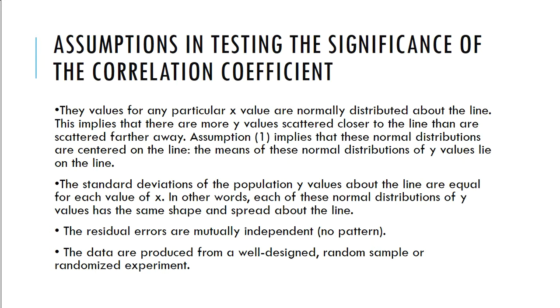The standard deviations of the population Y values about the line are equal for each value of X. In other words, each of these normal distributions of Y values has the same shape and spread about the line. The residual errors are mutually independent. There's no pattern. And the data are produced from a well-designed random sample and randomized experiment.